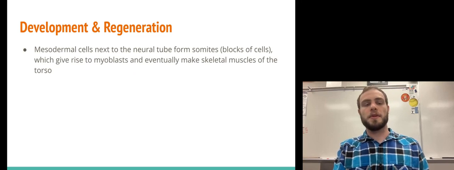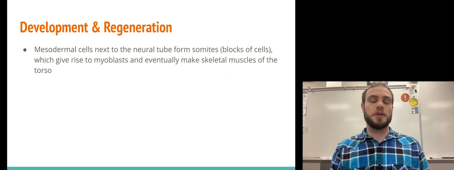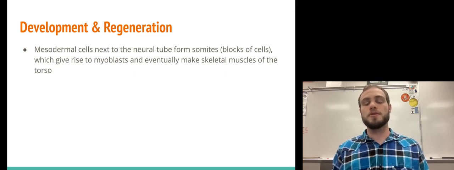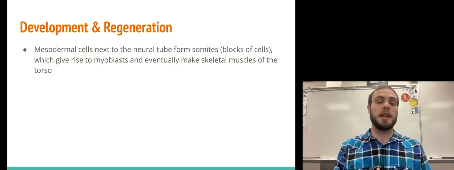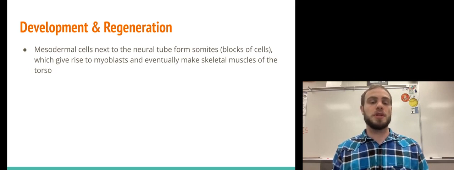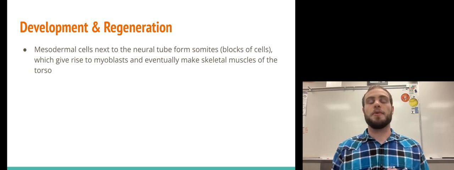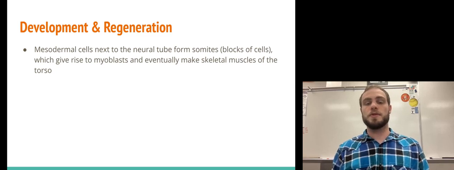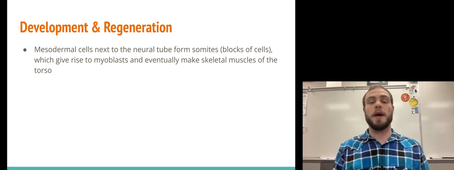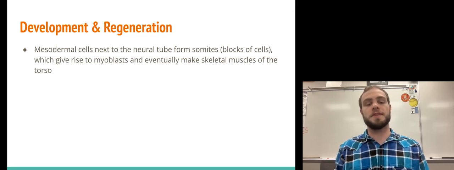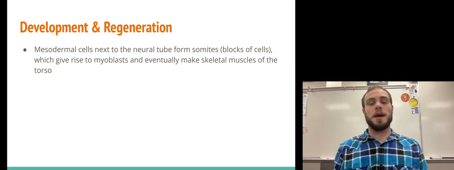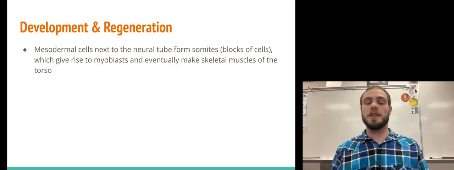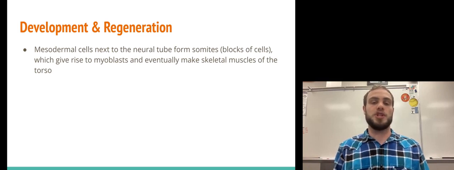Okay, and then last thing we'll look at here is the development and regeneration of muscle tissue. So mesodermal cells, remember mesoderm is the middle layer in the original layers of tissue that you have as you're developing. Those mesodermal cells that are right next to the neural tube are going to form somites. They're basically different blocks of cells. And those somites are going to give rise to myoblasts. Remember, myo meaning muscle, and eventually will make the skeletal muscles of the torso. They do not contribute to the skeletal muscles of the head or of the limbs. Those are going to arise out of just the general mesoderm.